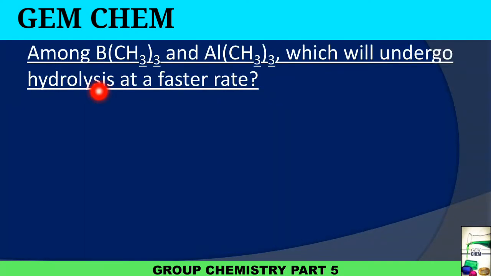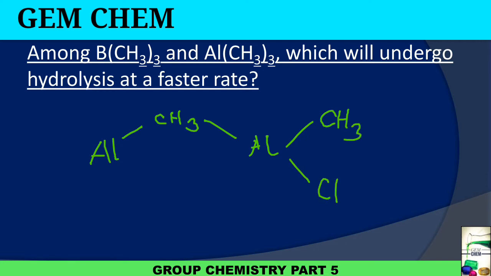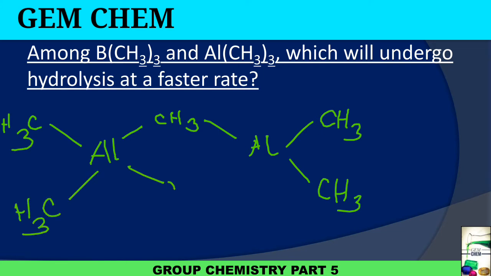Next, among BMe3 and AlMe3, which will undergo hydrolysis faster? First of all, if we try to draw the structure, this AlMe3 will be present in the form of a dimer, just like the previous one. So this is our dimer, CH3, and here also CH3, and this joins.